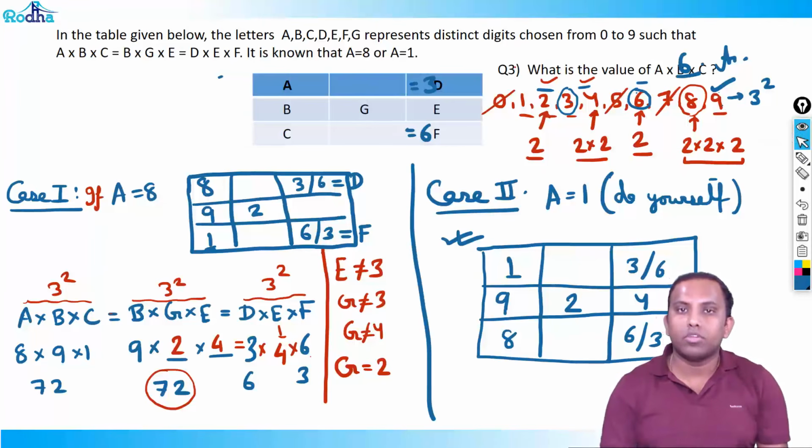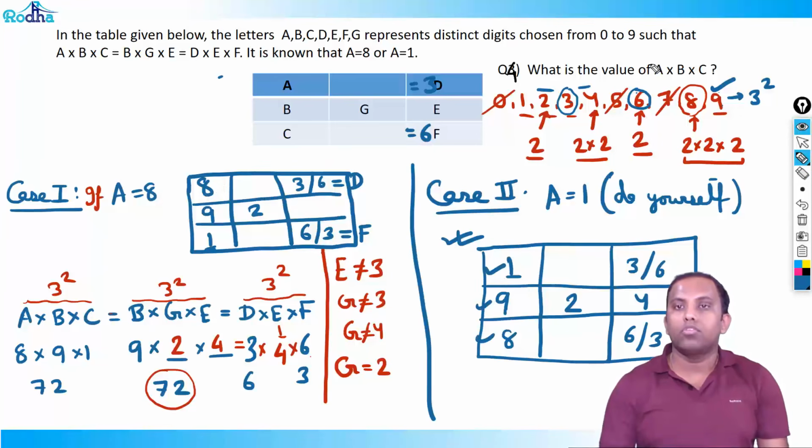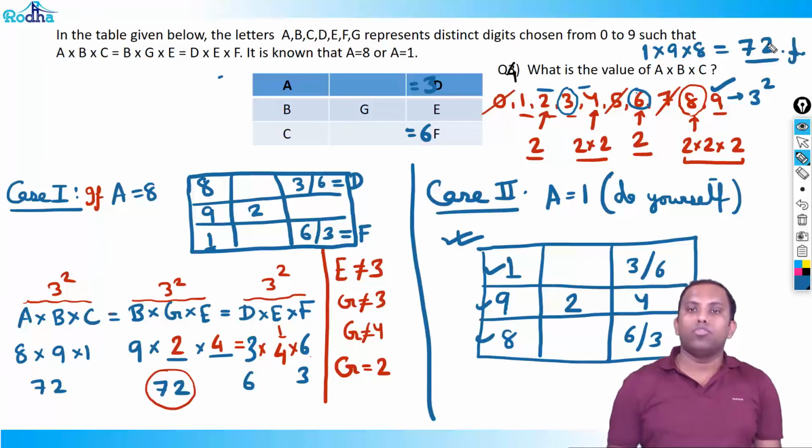Fourth question is, what is the value of A into B into C? So what is the value of A into B into C here? So A into B into C in both the cases is 1 into 9 into 8, or 8 into 9 into 1. What is the answer? Answer is 72. 72 is the answer for this fourth question.